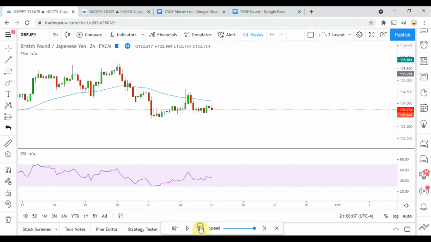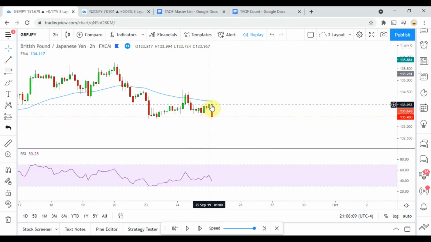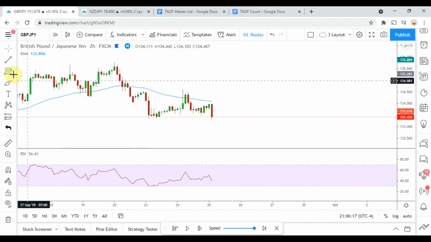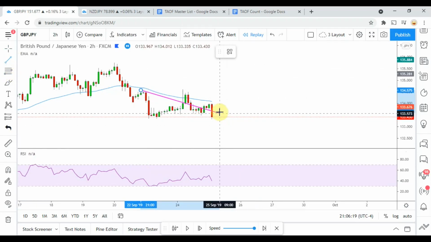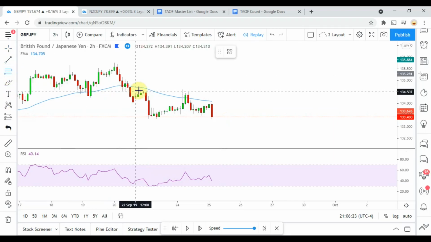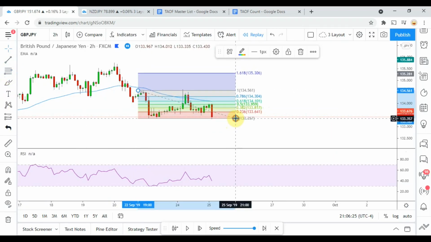So let's go ahead and play it out a little bit more. And right here, you can see that we now have the full setup. This is a big engulfing candle right here. Again, from here to here is going to be our point, and that's what we would use to draw our fib level off of.